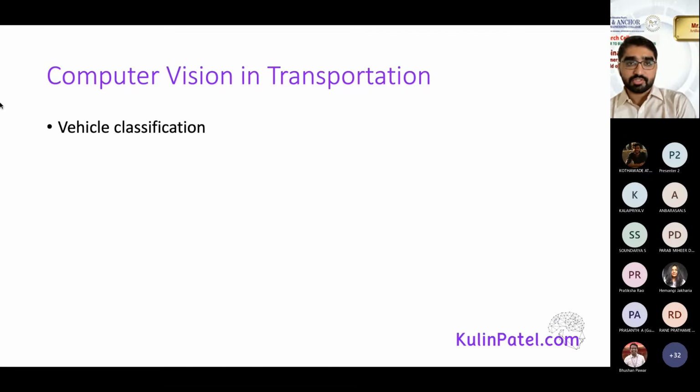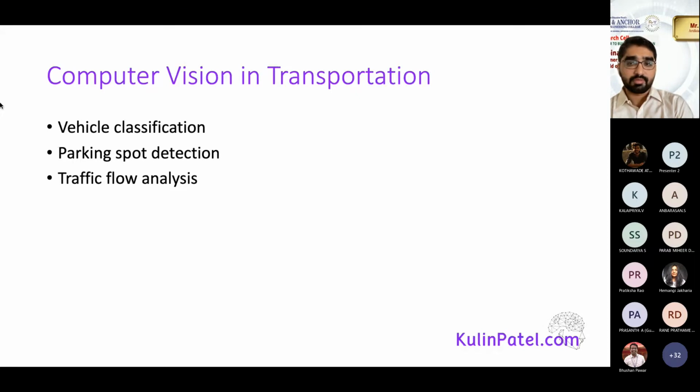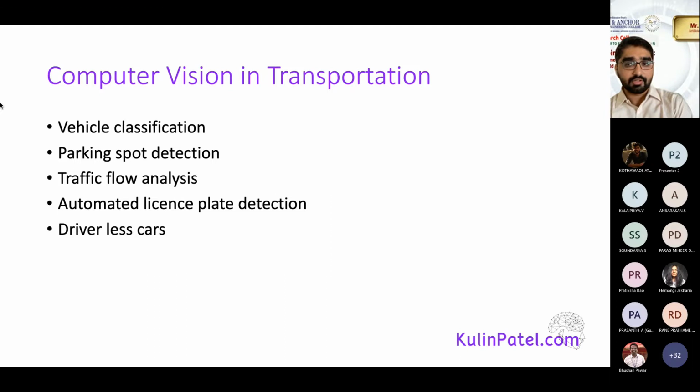In transportation: vehicle classification, parking spot detection, traffic flow analysis. In metro cities, we always face traffic. So if we have traffic flow analysis and guidance, even Google Maps uses this for traffic flow analysis. Automated license plate detection. If our RTO works on it, we'll have more memos at our home if they use automated license plate detection.